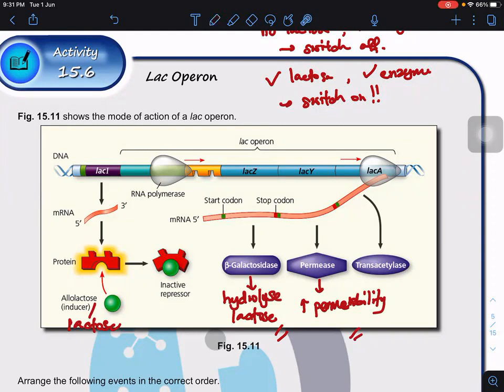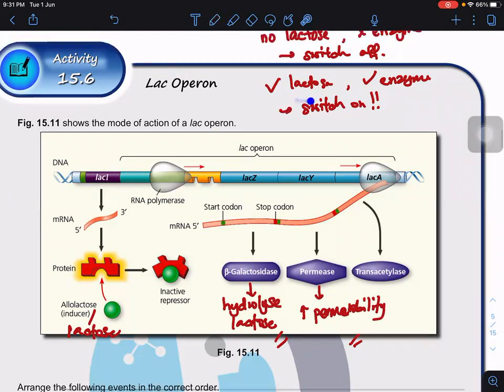Do you realize that? Because of the presence of lactose, let's say we put the bacteria in a medium that contains lactose. When they have lactose, what will they do? This lactose will bind to the repressor protein. When it binds, the repressor protein becomes inactive. When it is inactive, it cannot bind to the operator. When it cannot bind to the operator, RNA polymerase binds to the promoter and initiates transcription, allowing us to have three enzymes which are involved in lactose metabolism, the breakdown of the lactose.